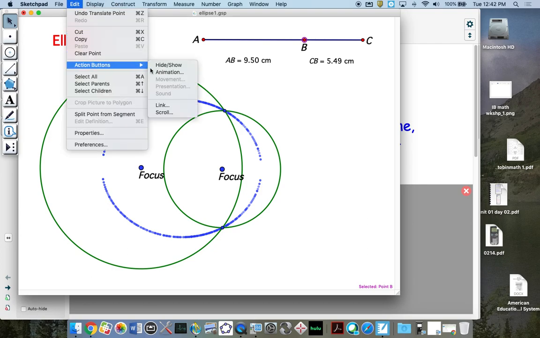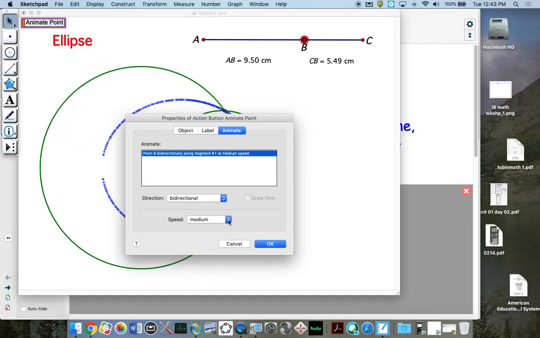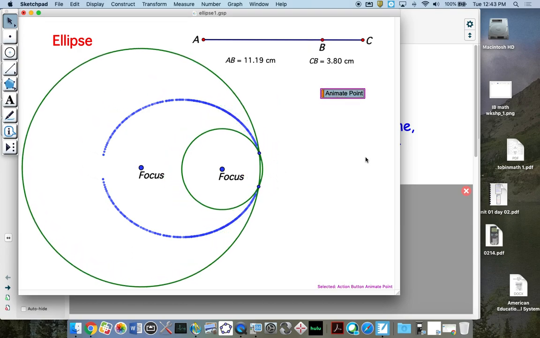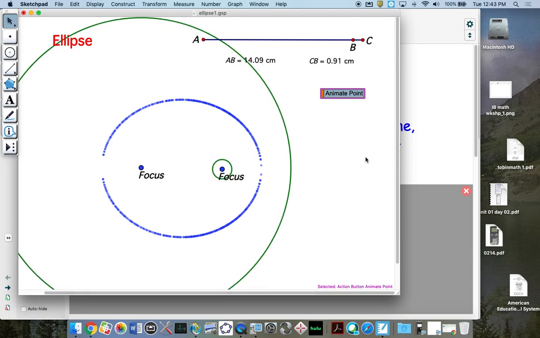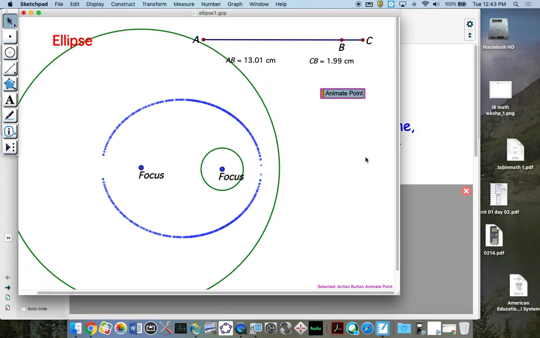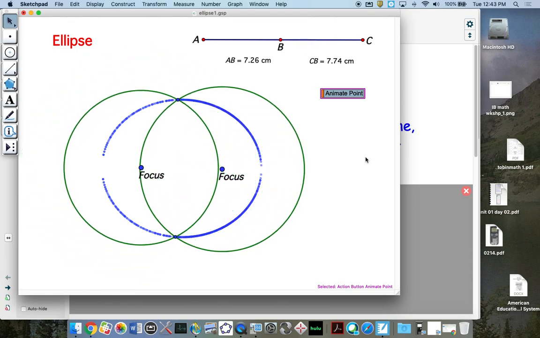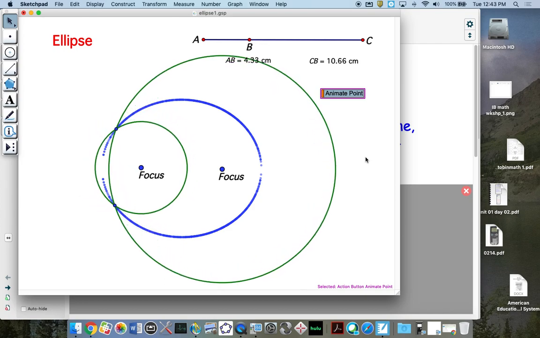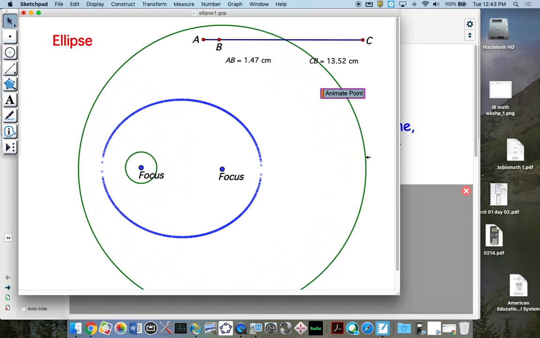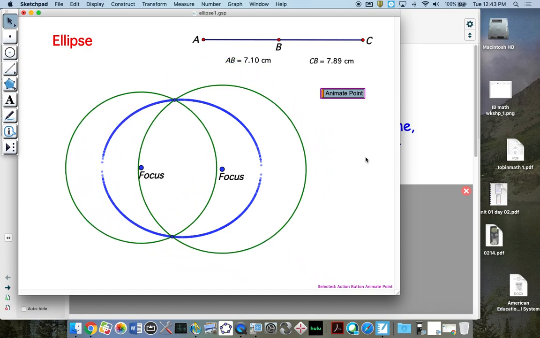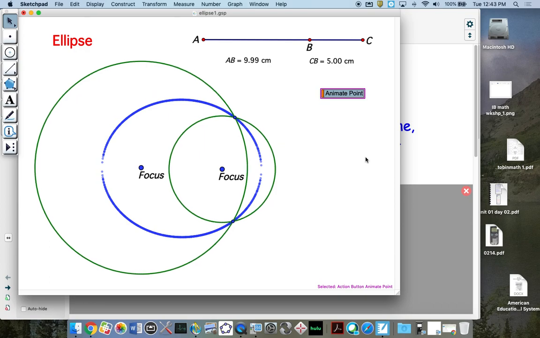Let me make it a little easier for you to see. Let's set up an action button. Let's animate that point slowly. There we go. So you can see when segment AB gets too big, it's not going to intersect the other circle. And likewise, when the circle with radius CB gets too big, it won't intersect the smaller circle. But their intersection will give us all the points that when you add up the distance from that point to each focus, it's going to be the same for every single point. And that's what an ellipse looks like.